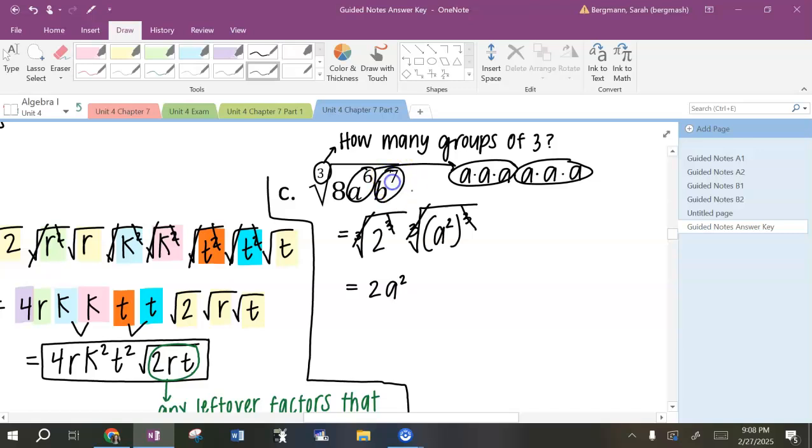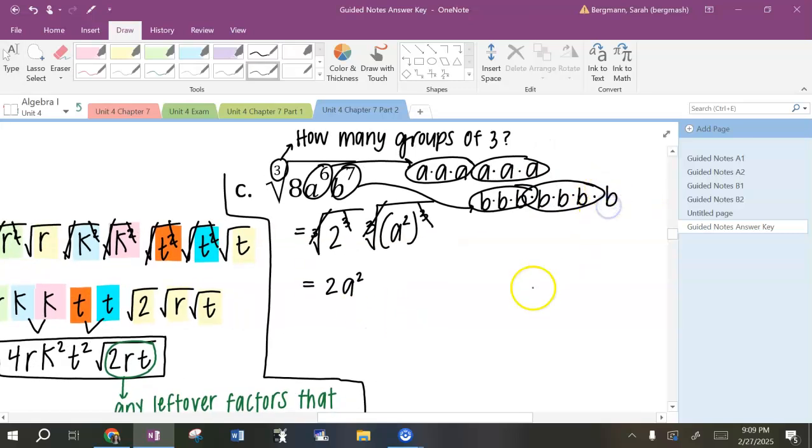Now with b to the 7th, this one we know we expanded it out. There's 1, 2 groups of 3, but then you have an extra b left over. So what you could do in this case is you can say it's the cube root of b squared cubed, because there's 2 groups of 3, but then you have an extra b left over.